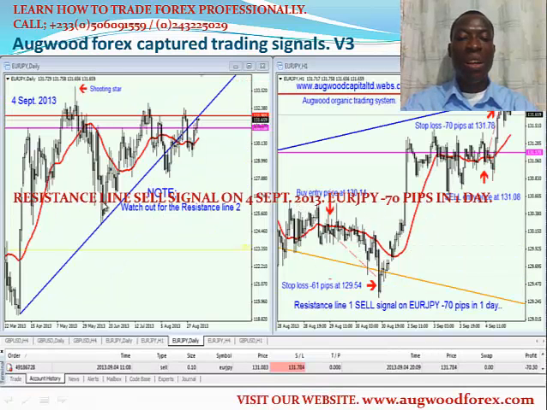And there's another signal also, a resistance line sell signal on the 4th of September 2013 on Euro JPY. This signal also made a loss of 70 pips in 1 day. That means the day I picked this signal, the same day I was stopped out. So basically this is how to trade Forex professionally with technical analysis.